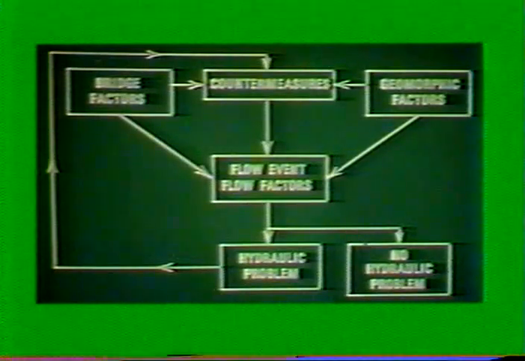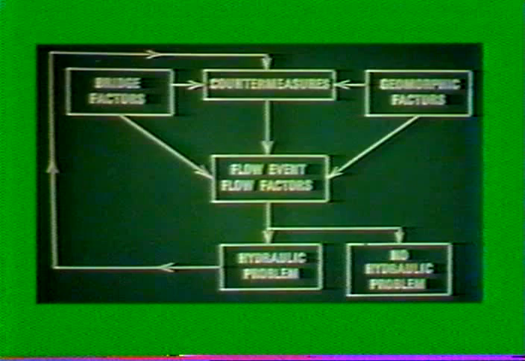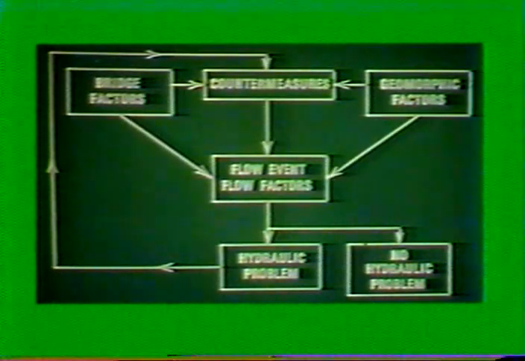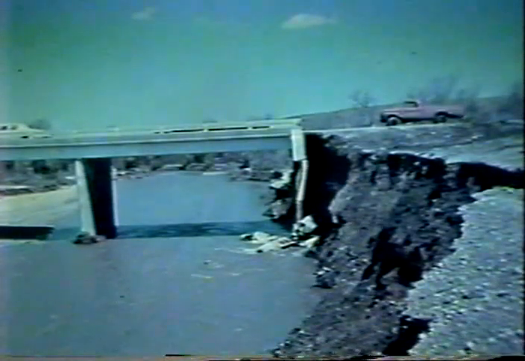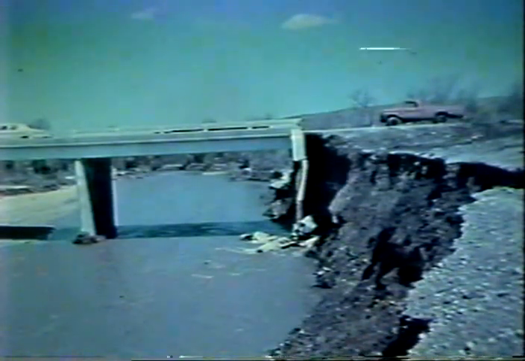A hydraulic problem may result from the design of the bridge, the placement of the crossing, or from man-induced factors that were not foreseen at the time the bridge was designed. If a hydraulic problem does develop, new or additional countermeasures may be installed, and the sequence of testing will be repeated at the next flow event. It is important to remember, however, that a countermeasure which performs well on one type of stream may perform poorly on another.